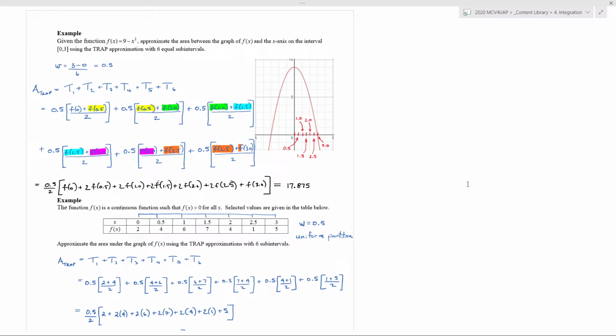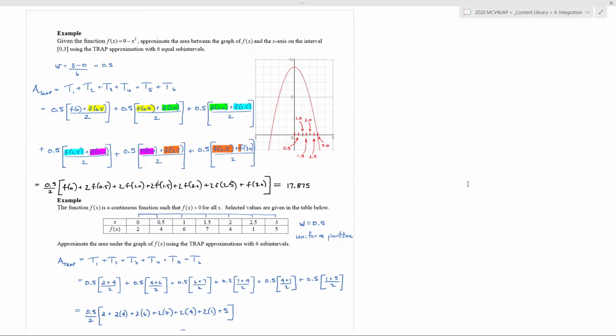So again, you find the width. In other words, you're just dividing the distance from 0 to 3 by 6 subintervals, and we get a width of 0.5. So you can see that I've written each area as a separate term. 0.5 times, for the first trapezoid, f at 0 plus f at 0.5 divided by 2. Then the next trapezoid, 0.5 times f at 0.5 plus f at 1.0 divided by 2. And you can see that there are six similar terms because there are 6 trapezoids.